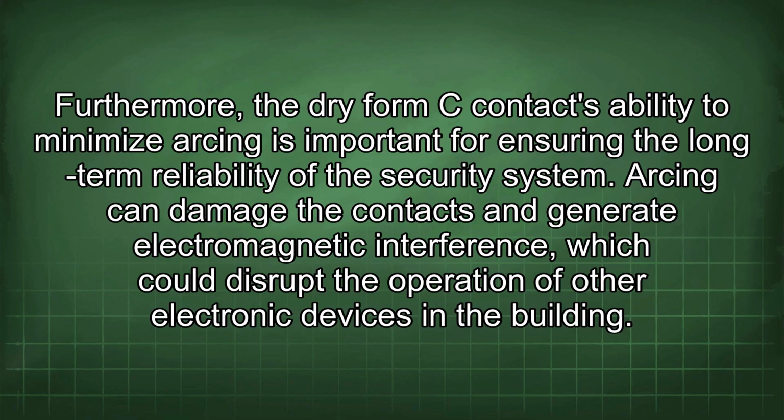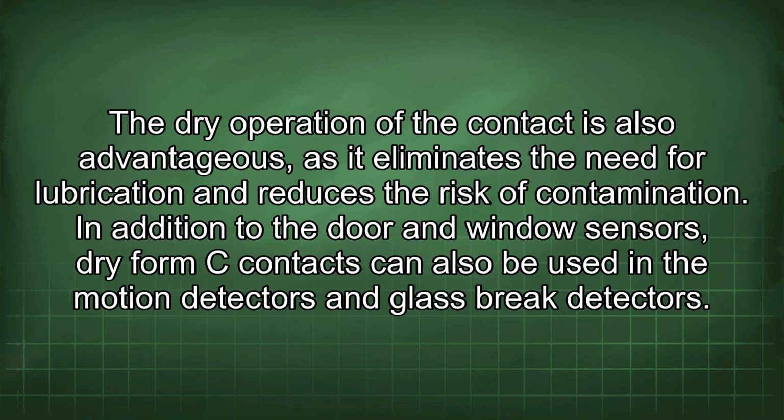Furthermore, the dry-form C contact's ability to minimize arcing is important for ensuring the long-term reliability of the security system. Arcing can damage the contacts and generate electromagnetic interference, which could disrupt the operation of other electronic devices in the building. The dry operation of the contact is also advantageous, as it eliminates the need for lubrication and reduces the risk of contamination. In addition to the door and window sensors, dry-form C contacts can also be used in the motion detectors and glass break detectors.